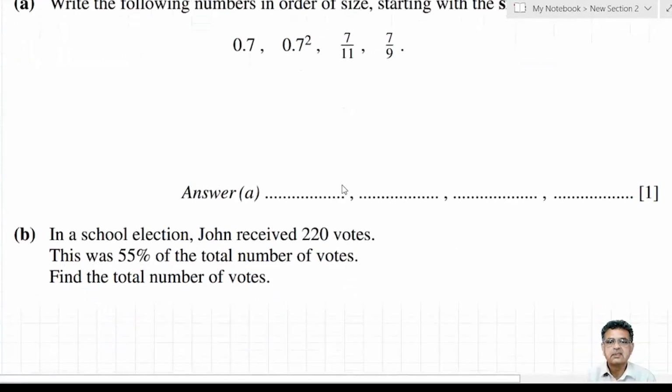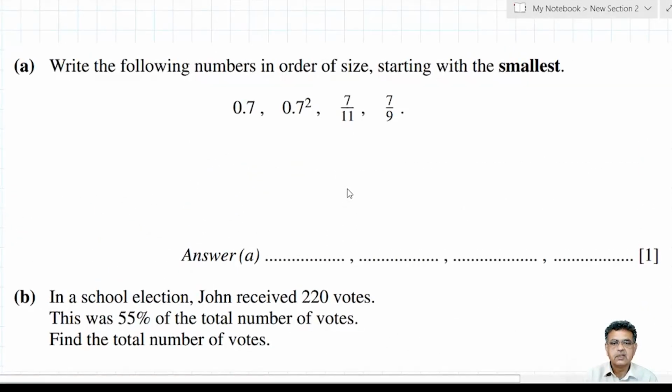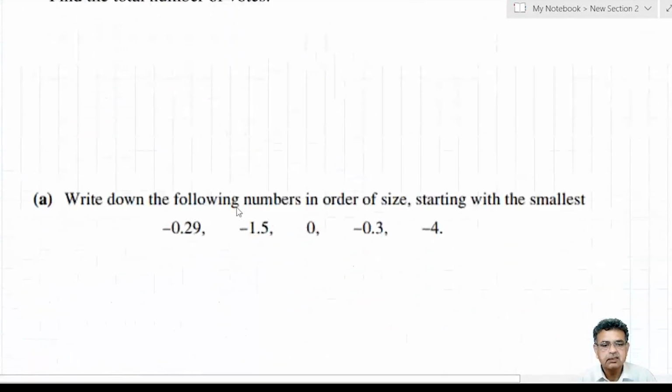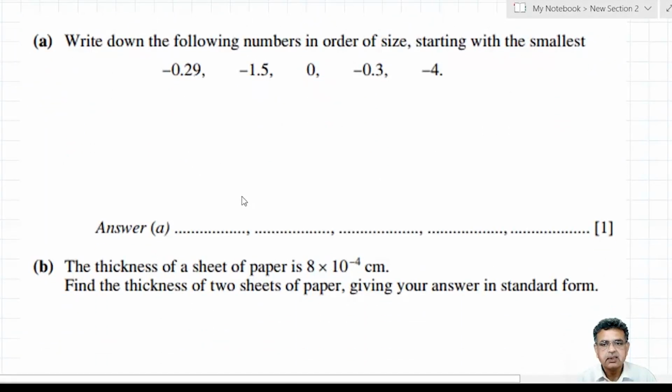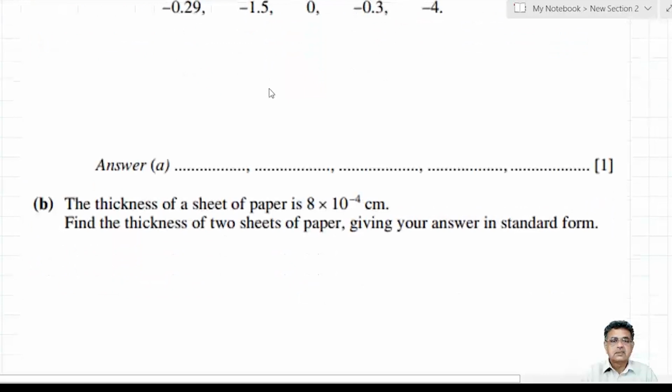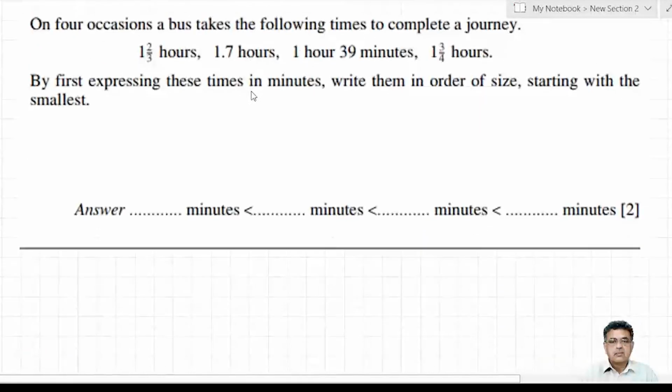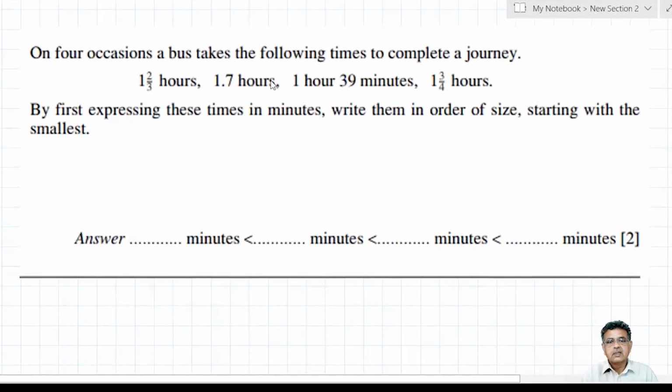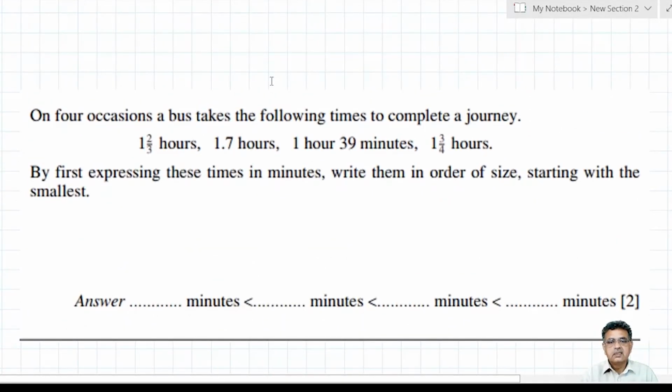Okay, now there are a few more questions. I hope now you should be able to do them. This is one question from ordering, and the other part is something else. This is the other question. If you are interested, you can pause the video and solve these questions. This is another one in terms of time. Okay, these three questions I leave for you.